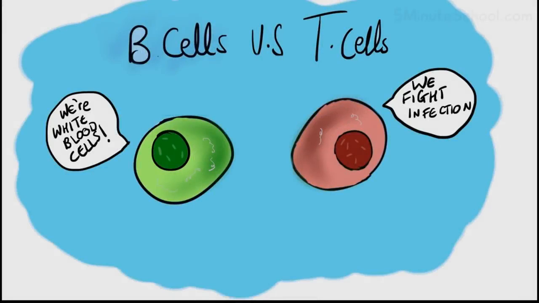So in today's video, we're going to be talking about B cells and T cells. They're both white blood cells and they have a role in immune function. That means that they have a protective role in fighting infections. There are different types of B cells and T cells, but they all originate from the same cell.